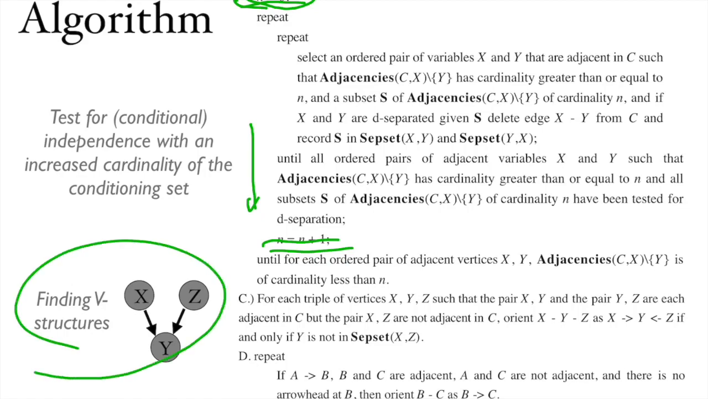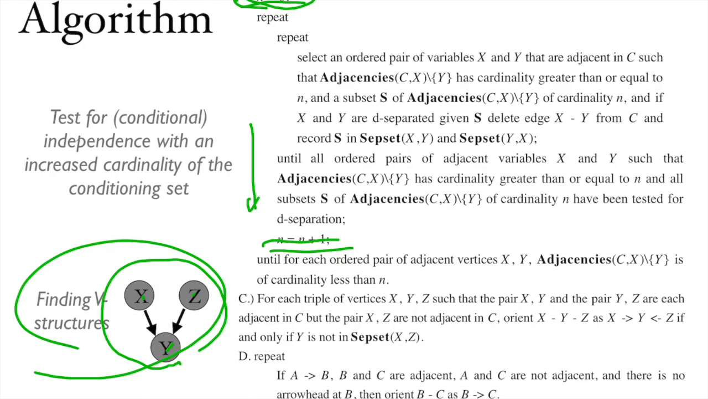It's very easy. Why? First of all, two variables are not adjacent, and they are both adjacent to another variable. This is a candidate for this structure. Then you see whether X and Z are independent given a subset that contains Y or not. If the conditioning set contains Y, we know it's not this structure. Otherwise, it's this structure. Okay?